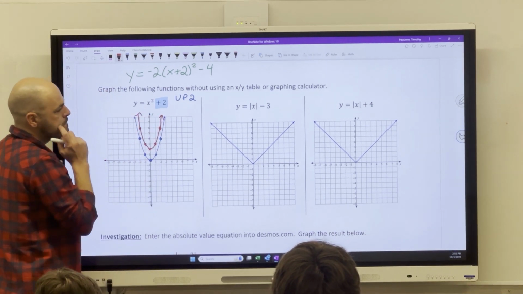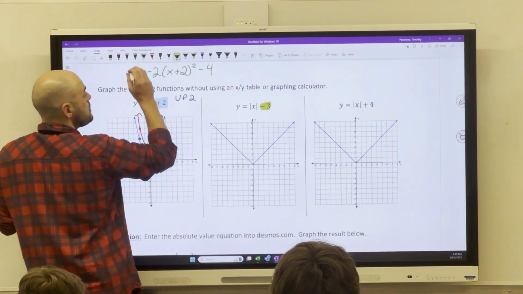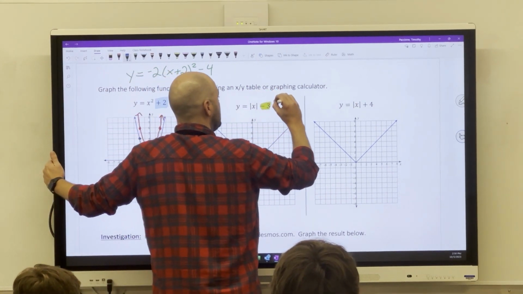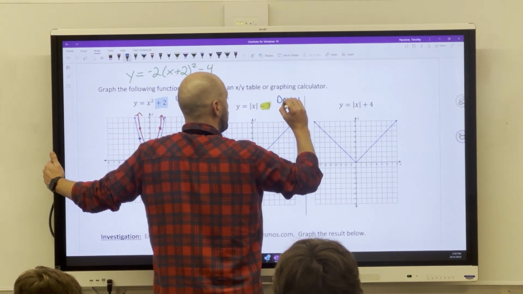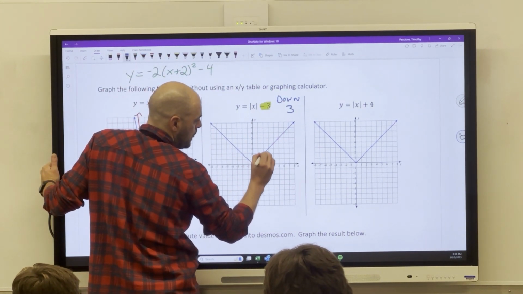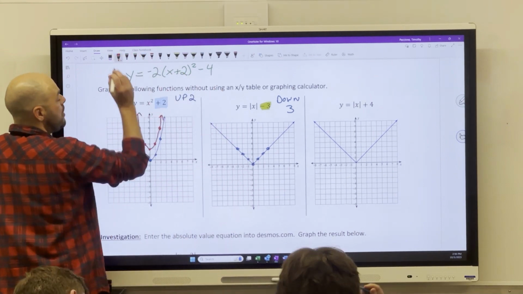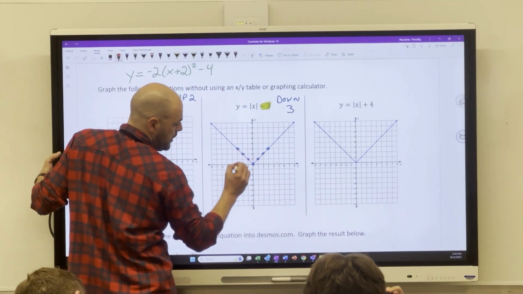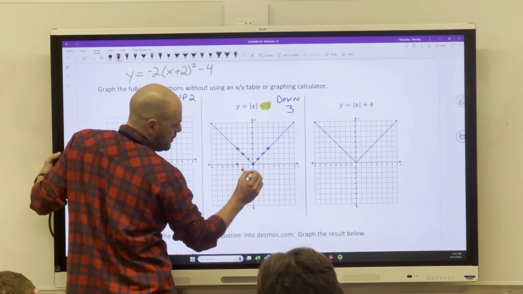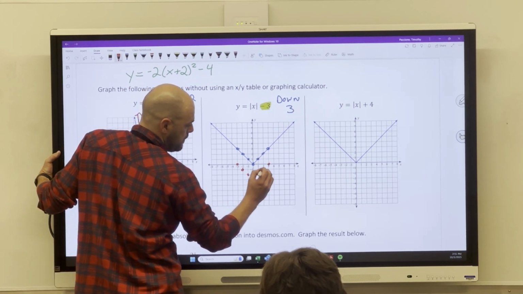right? This one, minus 3. So it's my absolute value function, and it's going down 3. So again, I find key points, and I move them all down 3. 1, 2, 3. 1, 2, 3. 1, 2, 3. 1, 2, 3. And it reveals my shape to me.